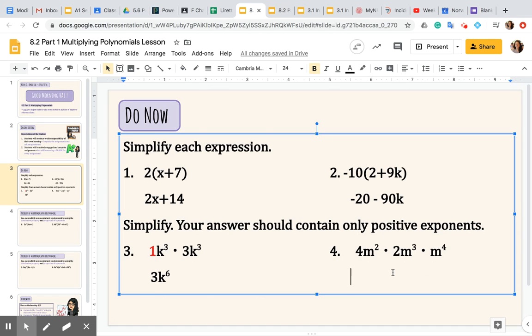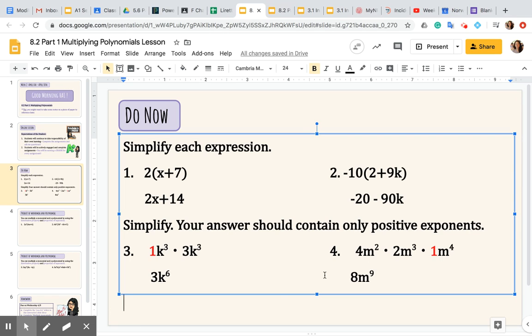Number 4, same idea. All of my bases are the same. So I can use properties of exponents to simplify this expression here. All of my coefficients, 4, 2, and an understood 1, I'm going to multiply those together. 4 times 2 times 1 gives me 8. And then I'm going to have an m, and then my exponent, I just add. 2 plus 3 is 5. 5 plus 4 is 9. So I need an exponent of 9. Format, text, superscript, 9. There's my final answer.